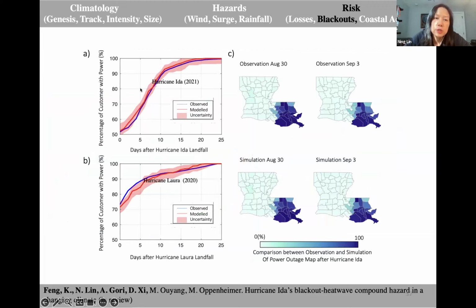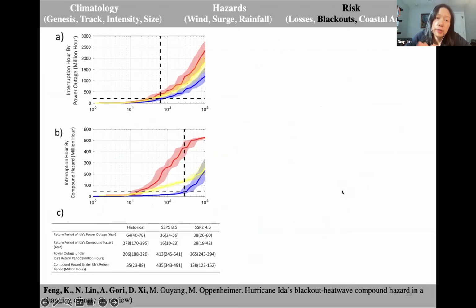So here we're showing the percentage of customers with power as a function of days after hurricane landfall. This is Ida, this is Laura. So you can see that observed, which is blue, compares well with our simulation, which is red. And this is just showing the distribution in Louisiana compared with observation. And then we can, again, couple that with our thousands of synthetic storms on different climate conditions.